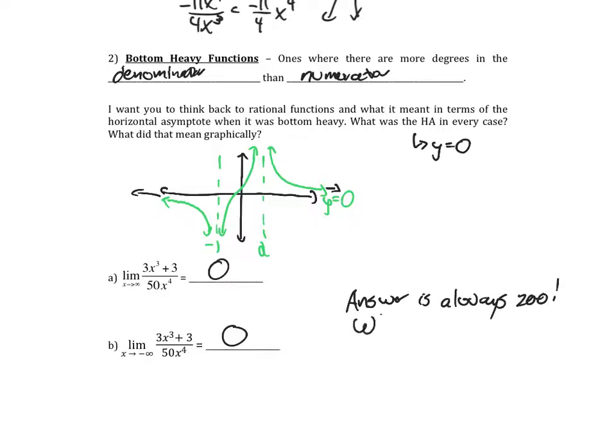So when it's bottom heavy, the answer is always 0. Okay? So when we had infinite limits that were top heavy, it was infinity or negative infinity. When it's bottom heavy, it's always 0. So those ones are my favorite because you don't even have to think about it. Once you determine it's bottom heavy, the answer is always 0. And it's for that reason, because it creates a horizontal asymptote. That means that's where the graph's going to go.